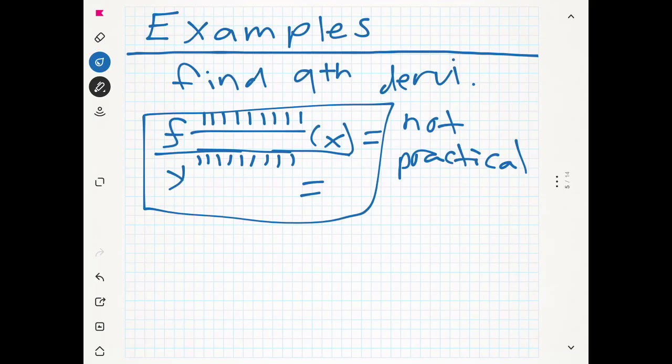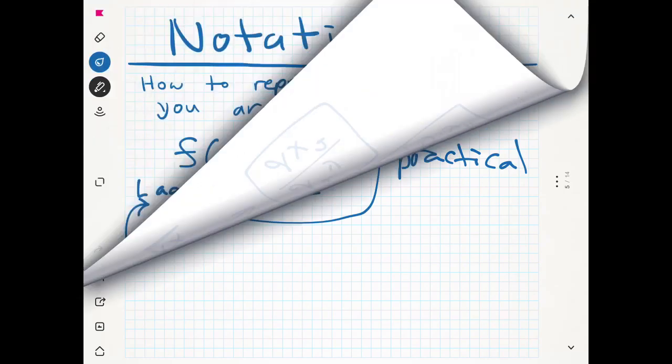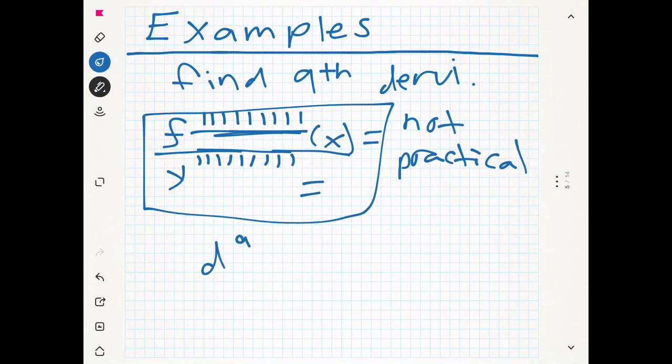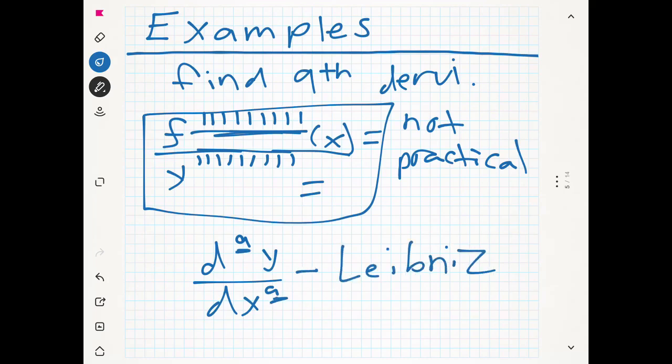You have this thing going on here, which is very long. However, if you use the Leibniz, all you need to do is, if you want to find the ninth one, all you do is d9y over dx9. This means the ninth derivative. You literally just change the number of the derivative you want to find. This is why I prefer Leibniz, and I use it frequently.